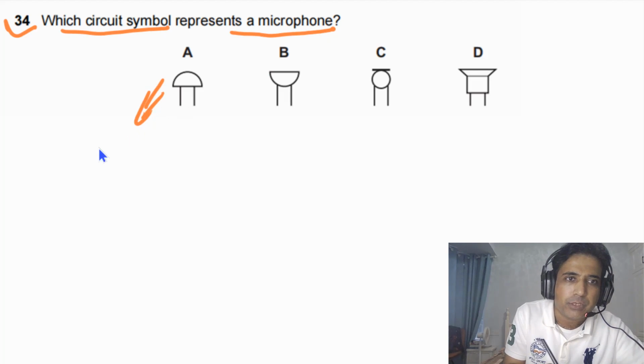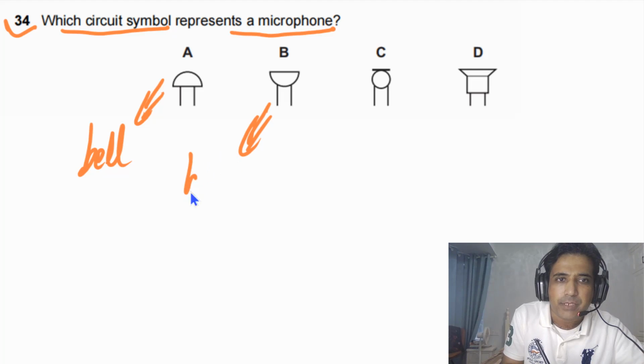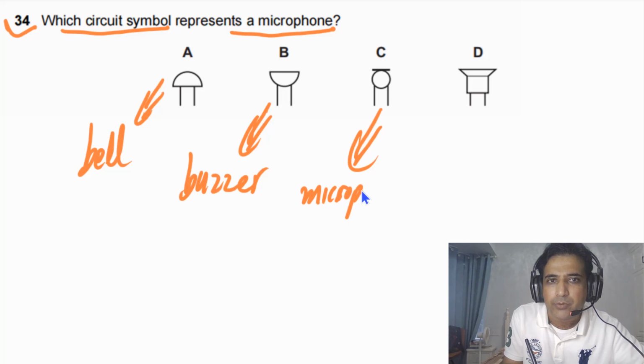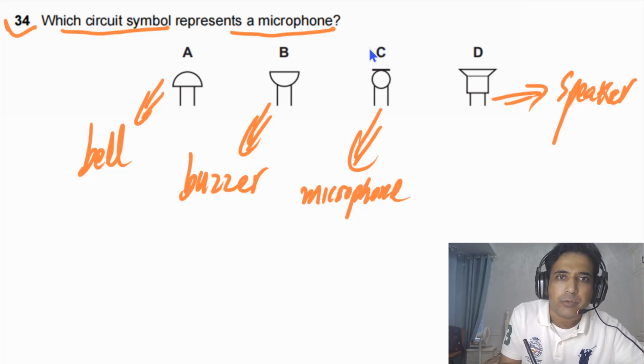If you look at option A, this is representing bell, this is representing buzzer, and this is representing microphone, and this is representing speaker. For this question, we need to find out the circuit symbol for microphone. So the answer for this question is C.